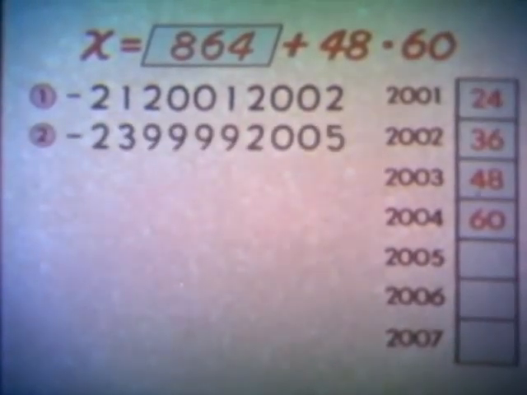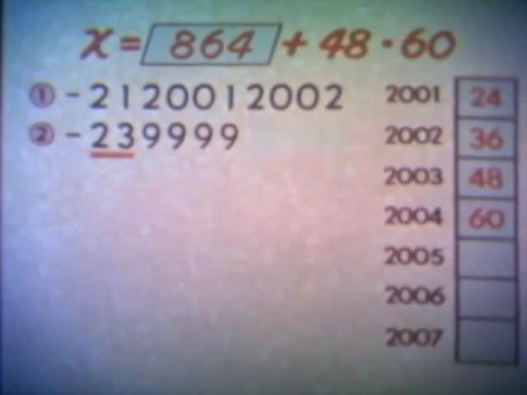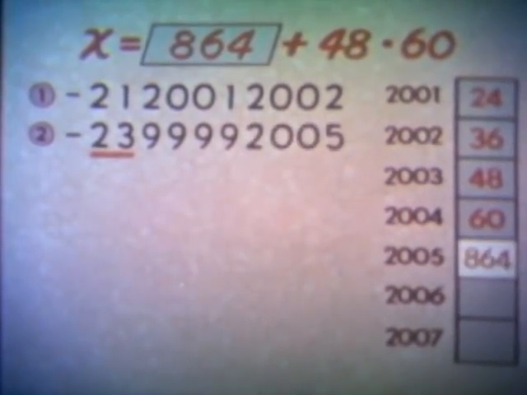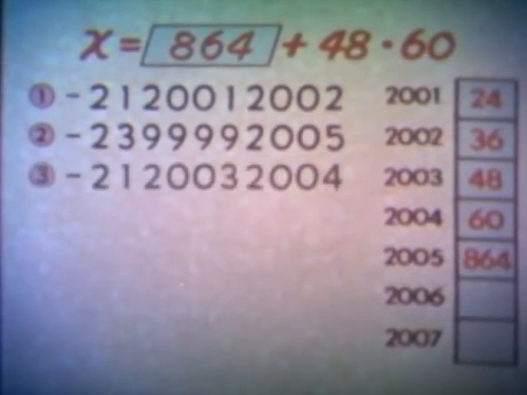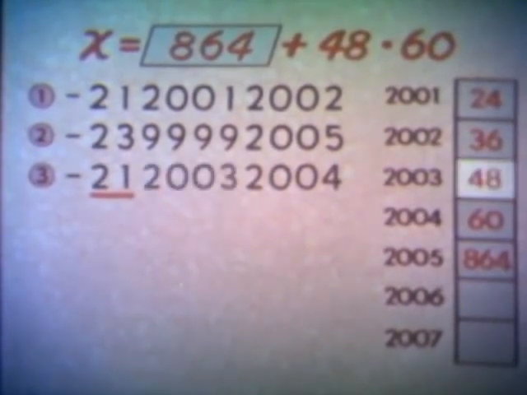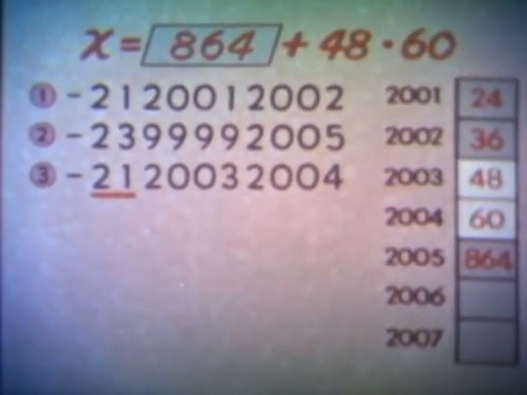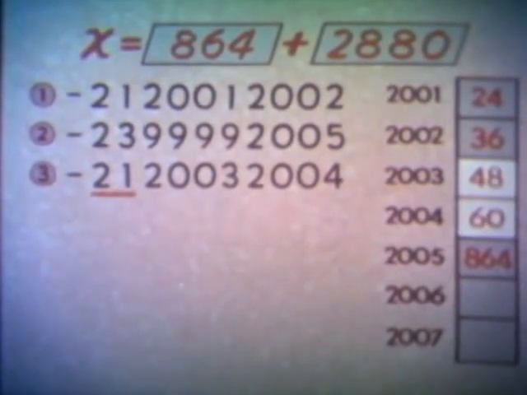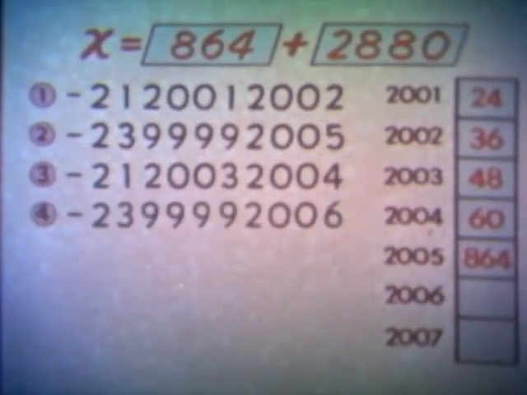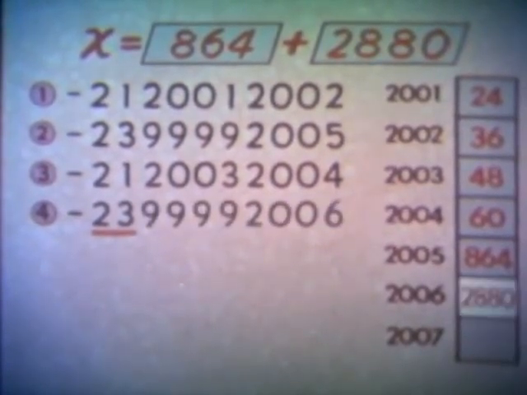Your next instruction word is this. Transfer from accumulator to storage the contents of the accumulator, which may be indicated by 9999, to storage address 2005. For the next step, the instruction word is transfer from storage and multiply the contents of address 2003 by the contents of address 2004. The product is 2880.